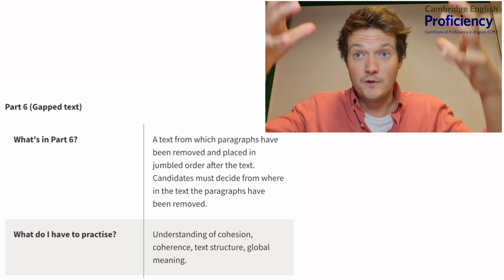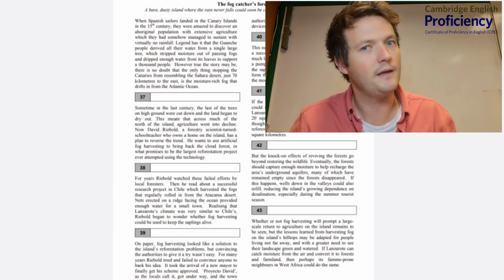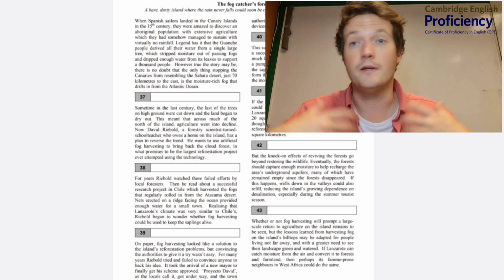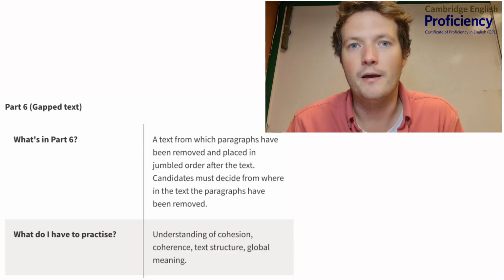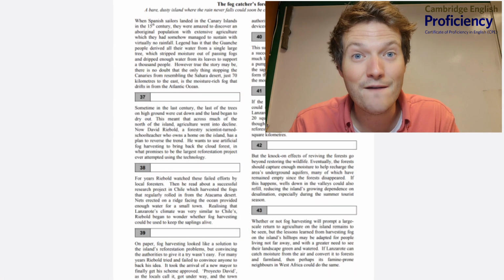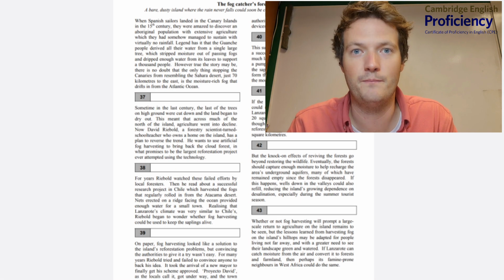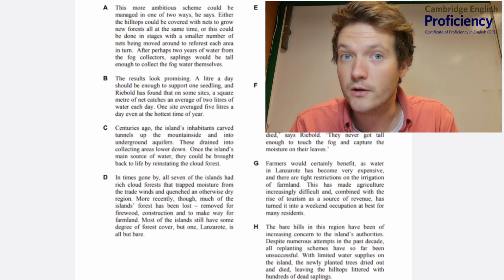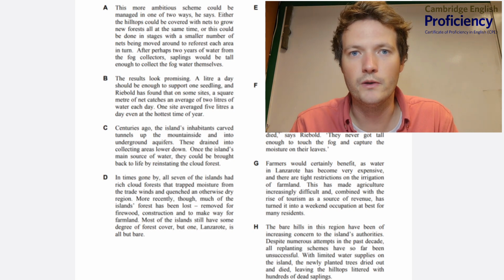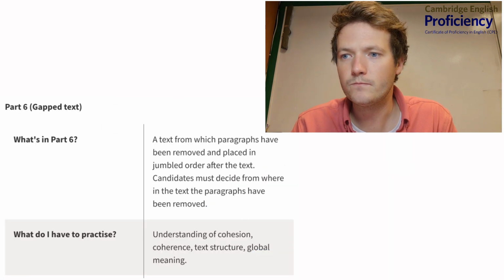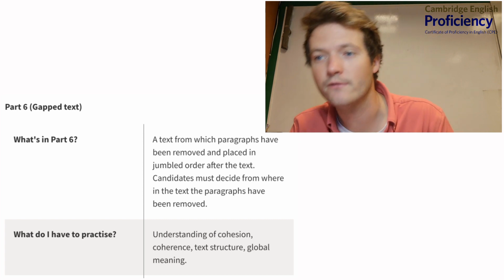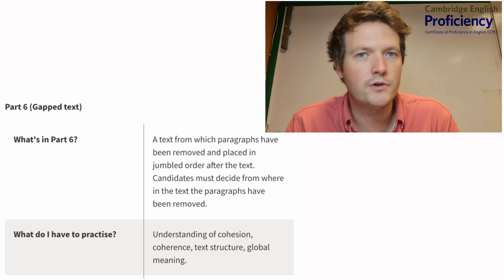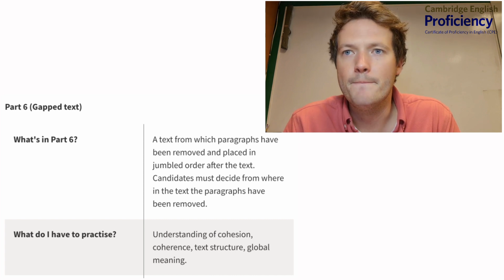So basically, you've got a text with gaps, just like in PET and in First and in Advanced. In C2, it's more difficult. You've got a whole big paragraph removed from certain points of the text. There are 7 paragraphs missing from the text with 8 possible options with which to fill those gaps. So we're testing here in this part your understanding of cohesion, coherence, text structure, and global meaning.